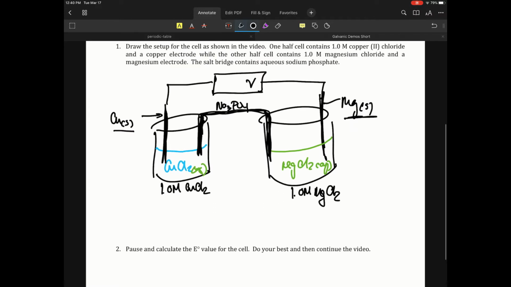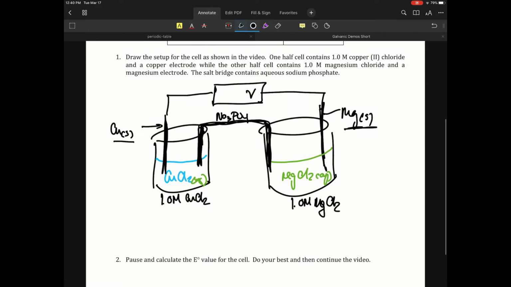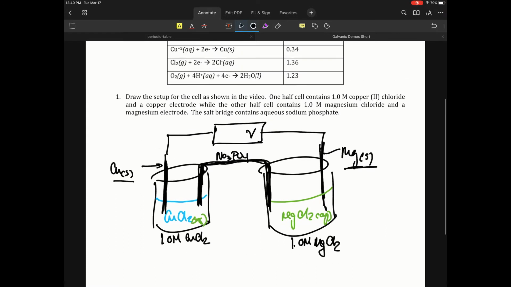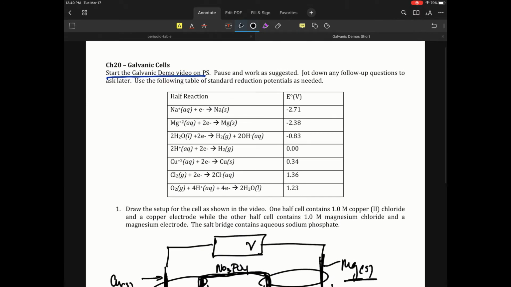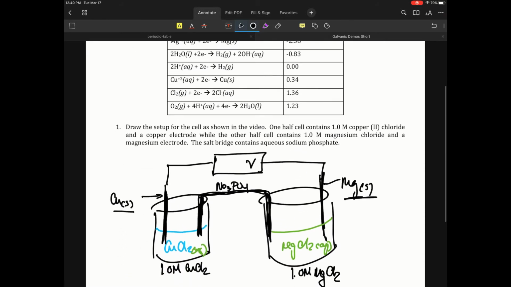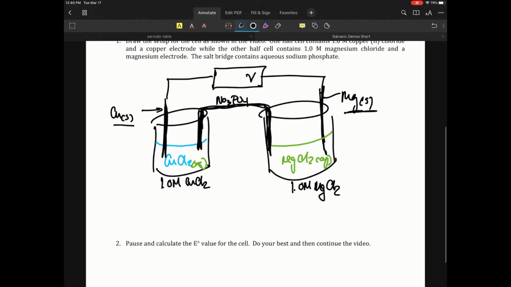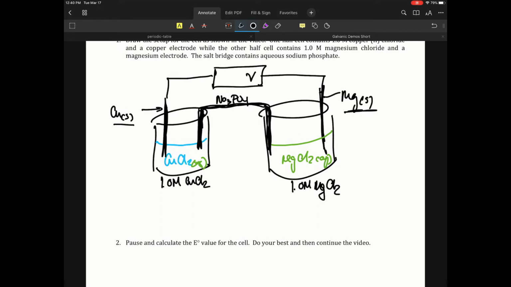Now it says we're going to pause and calculate the E0 value for the cell. Do your best and then continue the video. So what you're going to do now is push pause. You're going to ponder the implications of all these half reactions up here in light of the fact that this is a galvanic cell, and see what you come up with. And when you've done your very best effort, push play again, and we'll talk about the solution.